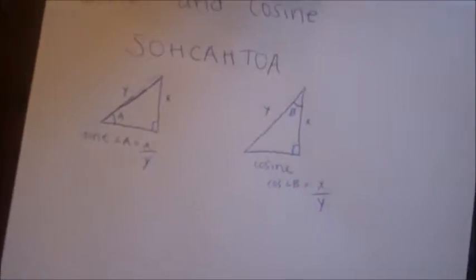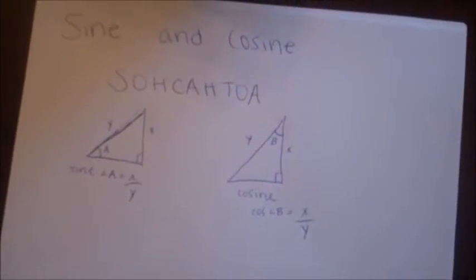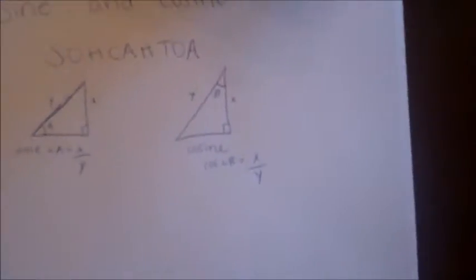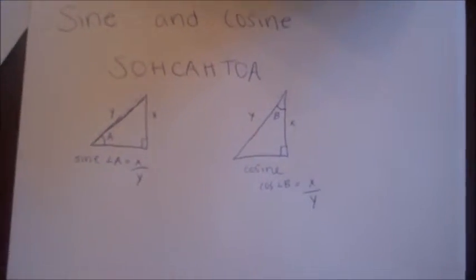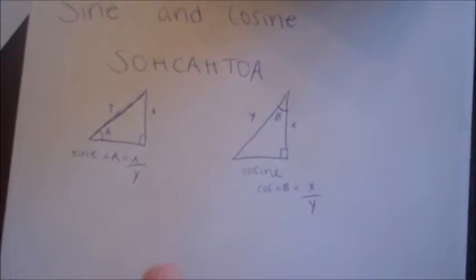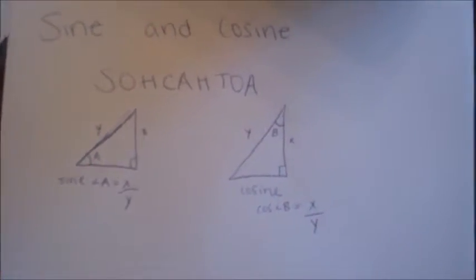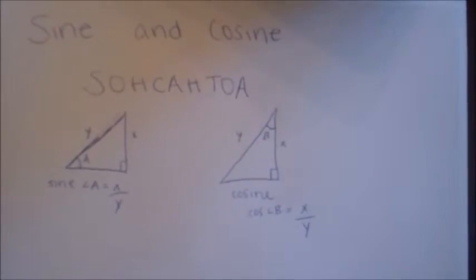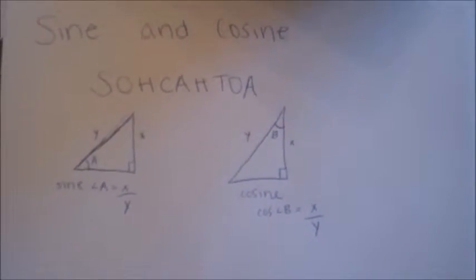More specifically, we're going to talk about the derivatives of sine and cosine. The derivatives of trigonometric functions are the rate at which the function changes with respect to a variable. This is the derivative of a trigonometric function.